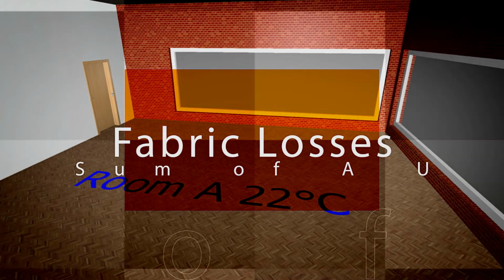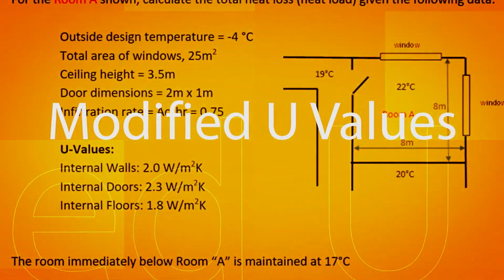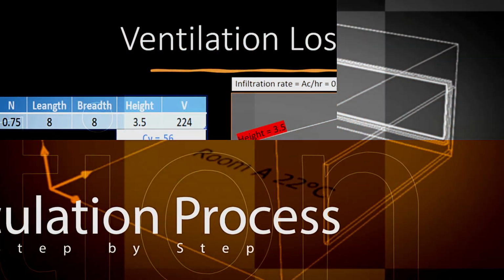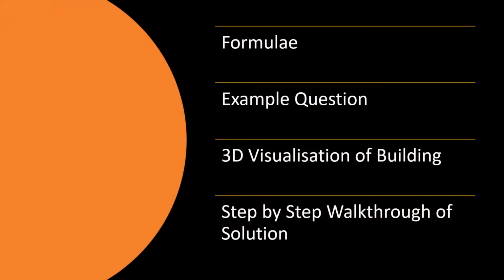Hey guys, I'm just going to run through nice simple heat loss calculations, just calculating the total heat loss for a single room. First I'm going to look through the formulae or formulas that we're going to be using for this heat loss question. We're going to be looking at the example question, hopefully similar to something you've seen before.